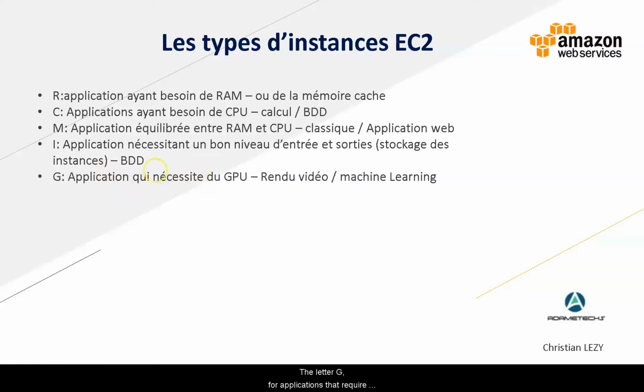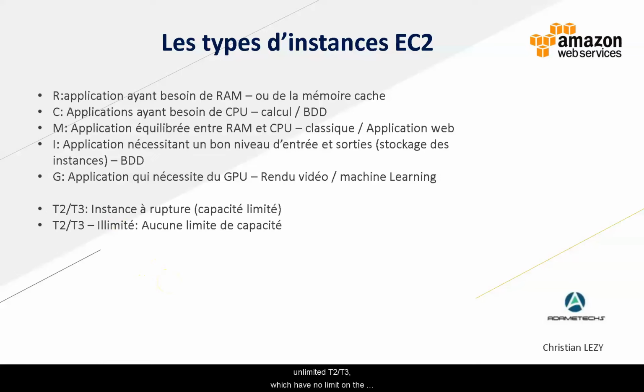The letter G is for applications that require the GPU, for video rendering or for machine learning. We have T2 and T3 for instances limited in processor expansion capacity. These are called burstable instances, and we have the unlimited T2 and T3, which have no limit on the capacity of processor performance. For more information, I invite you to visit this link.